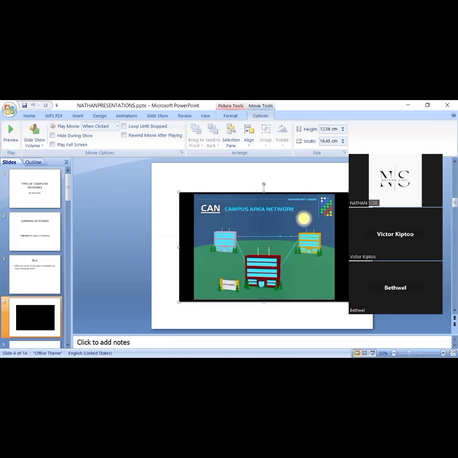And the next network type is a CAN. Now CAN stands for Campus Area Network. A CAN is a network that joins two or more LANs together within a limited area. So for example, a CAN could be a university that has multiple buildings in the same general area that are connected to each other to form a larger network. So these buildings could be different departments on a university's property, with each building having their own LAN in their department, and then the buildings are connected to form a campus area network.